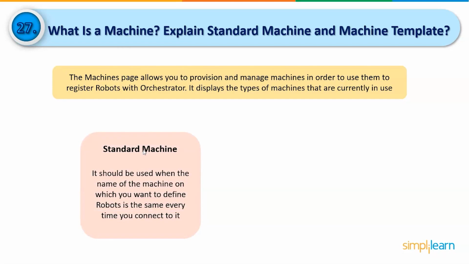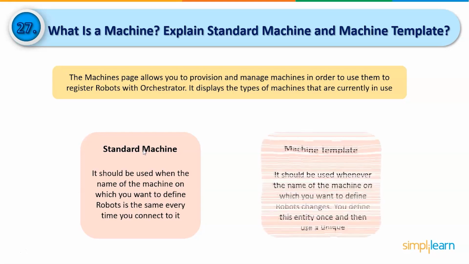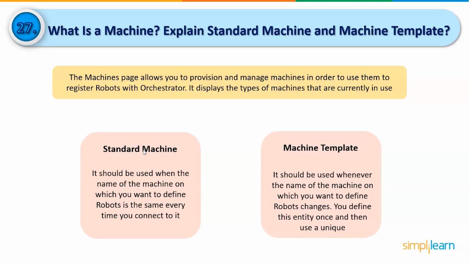Standard machine. It should be used when the name of the machine on which you want to define robots is the same every time you connect to it. You define the machine once and then you can connect to as many robots as you want from the robots page. Machine template. It should be used whenever the name of the machine on which you want to define robot changes. You represent this entity once and then you use a unique active directory username to connect to any number of attended floating robots.